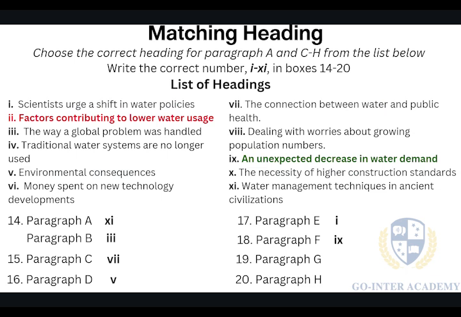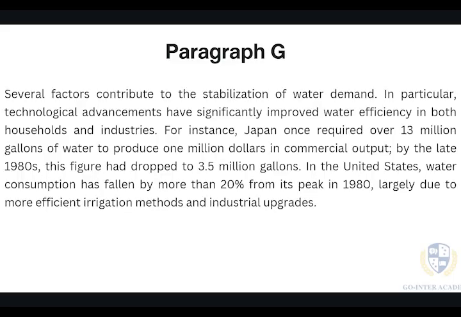This heading is a perfect fit because the entire paragraph is built around the idea that water demand did not increase as expected, which is exactly what the unexpected decrease in water demand means. So the final answer for paragraph F is heading 9. Now let's take a look at the remaining 2 paragraphs, starting with paragraph G.